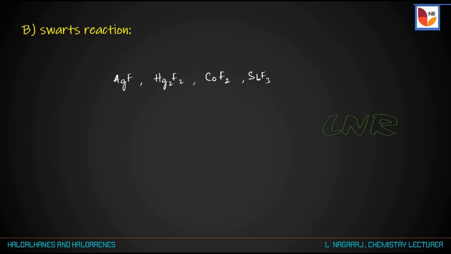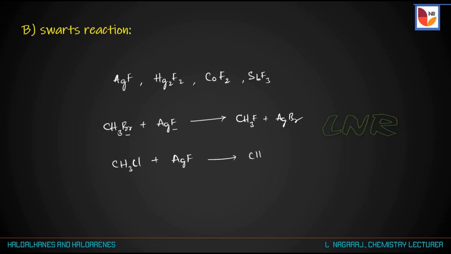Let us take an example, that is methyl bromide. When methyl bromide reacts with silver fluoride, there is an exchange of halogen, that is Br is replaced by fluorine, so it gives CH3F plus AgBr. Or one more example, CH3Cl reacts with AgF, so it gives the product CH3F plus AgCl.